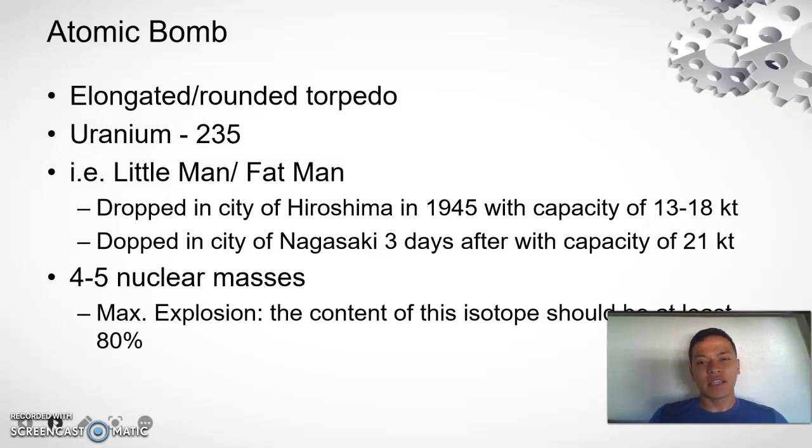This was in 1945, and each one had a capacity of 13 to 18 kilotons and 21 kilotons, respectively. In order for these bombs to work, they need about 4 to 5 nuclear masses within them, and they must have an 80% content or more of this isotope to cause the max explosion.